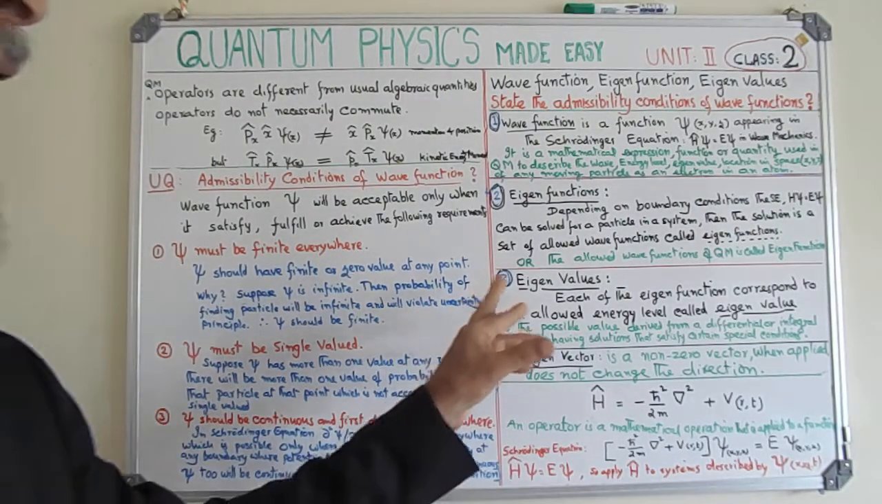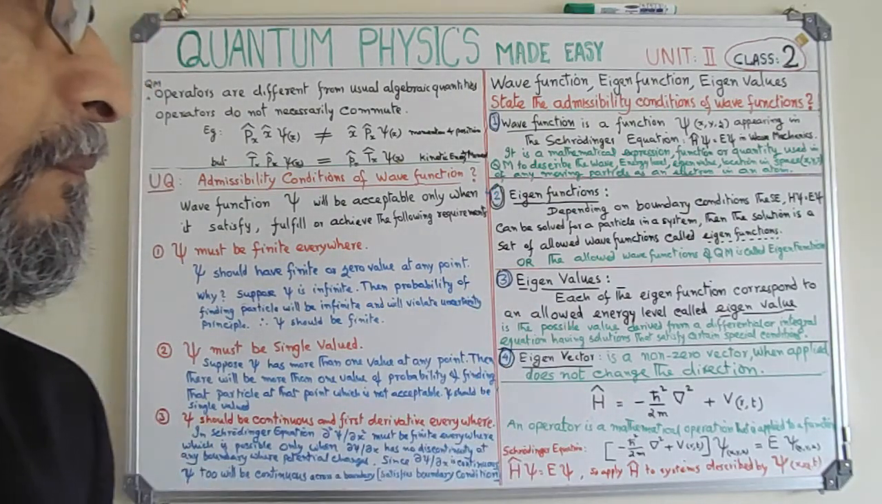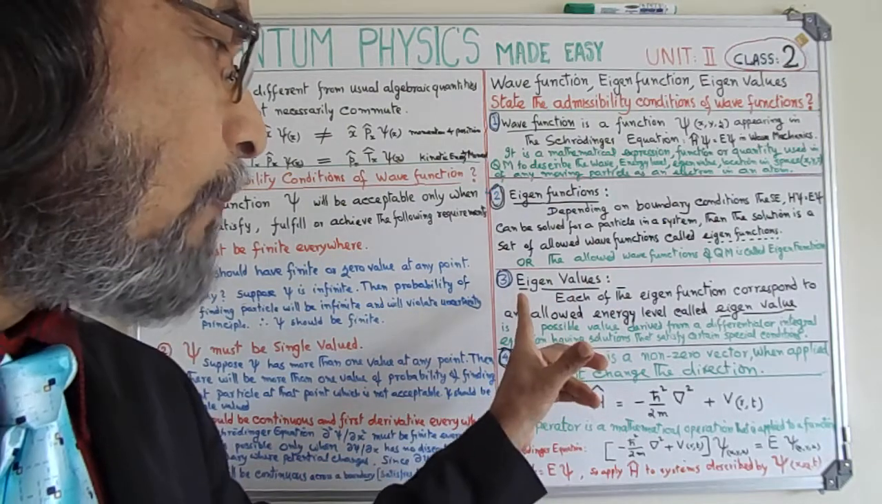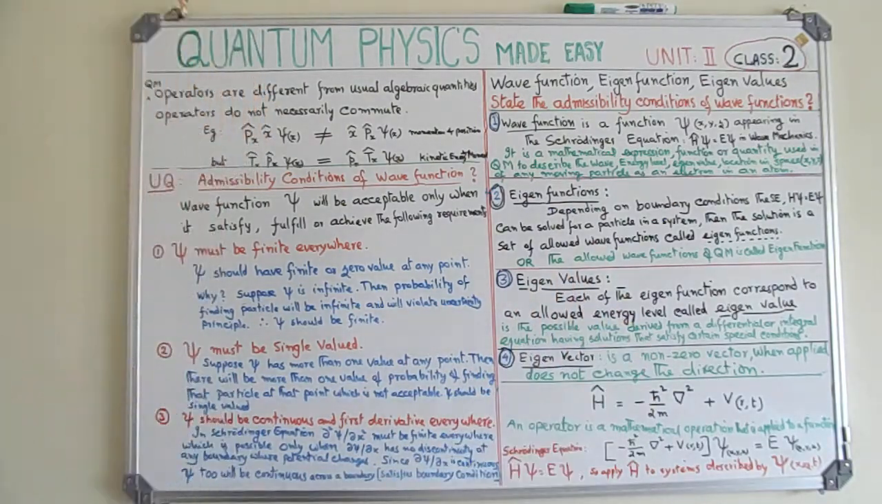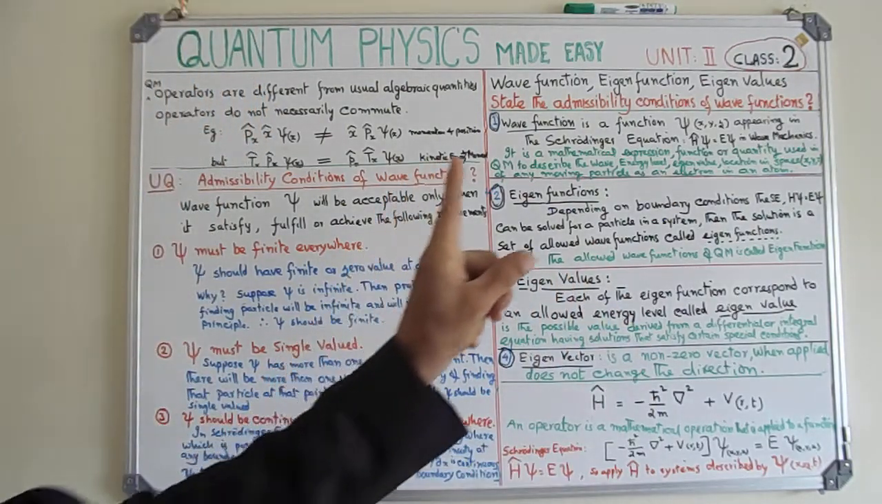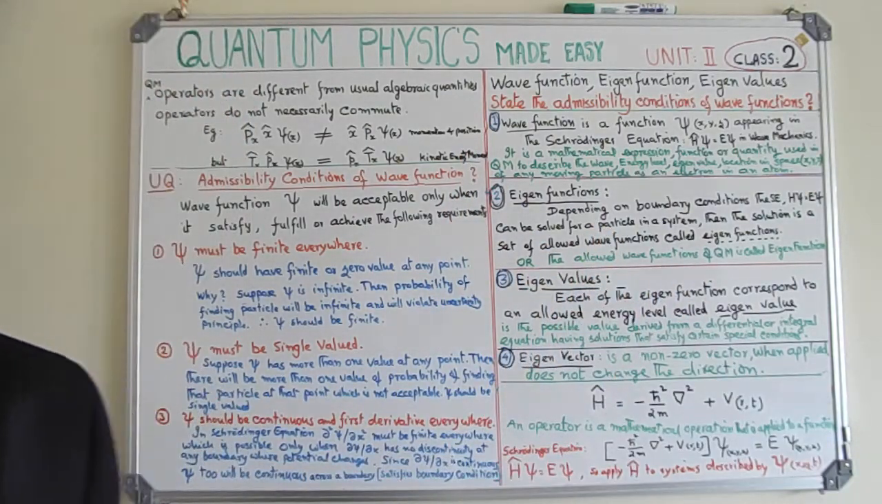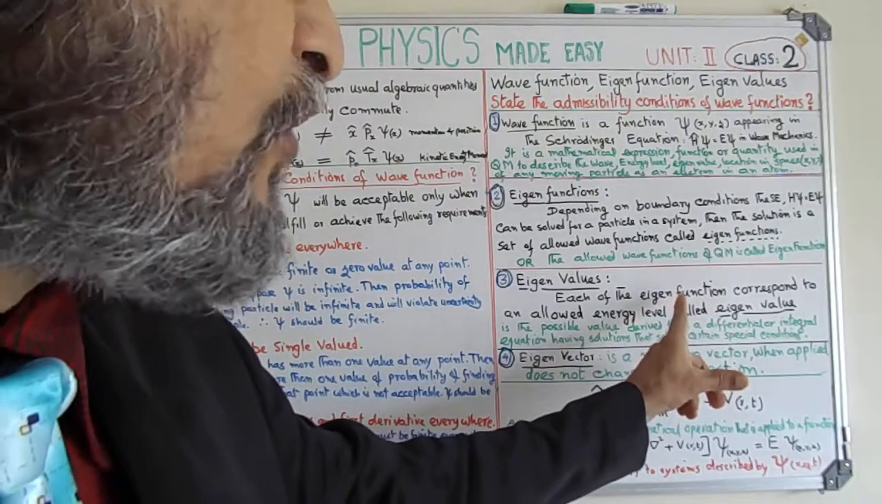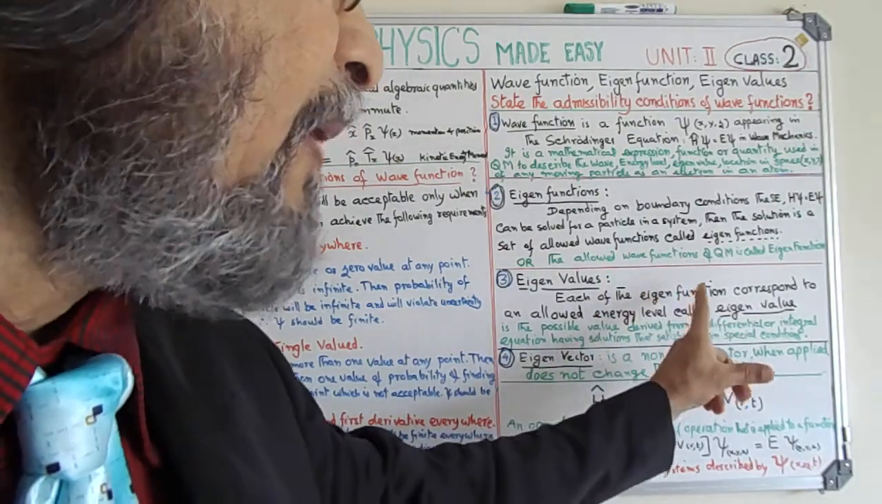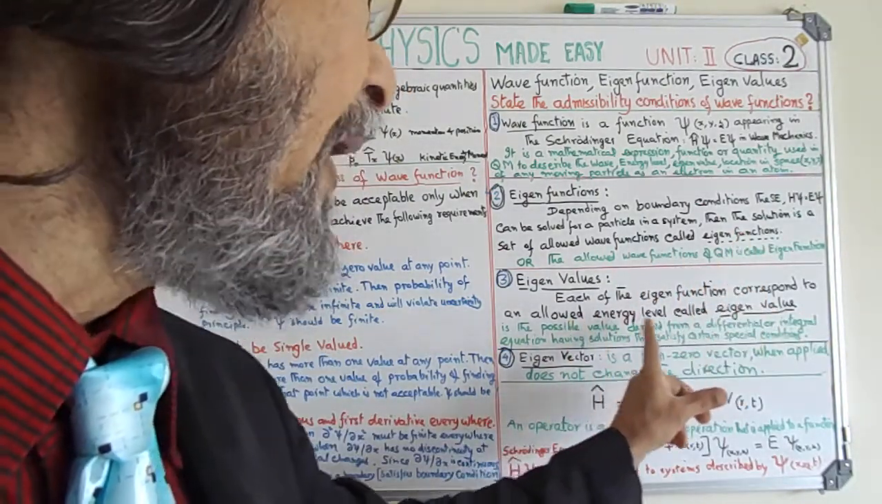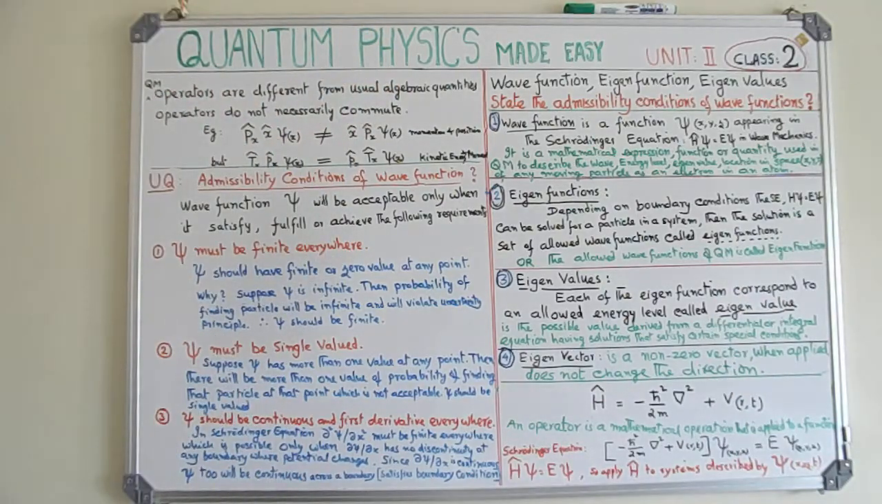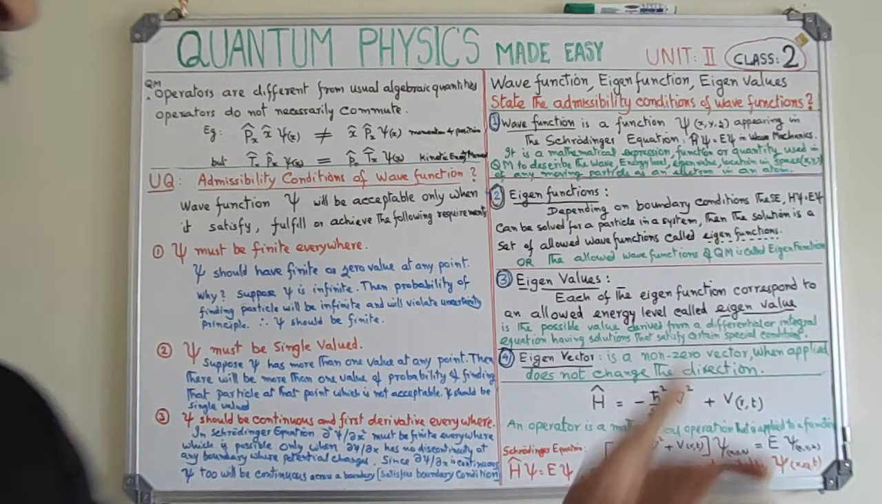Next is eigenvalue. What is an eigenvalue? Each of the eigenfunctions corresponds to an allowed energy level. Each wave function or eigenfunction corresponds to an allowed or acceptable energy level, called the eigenvalue.